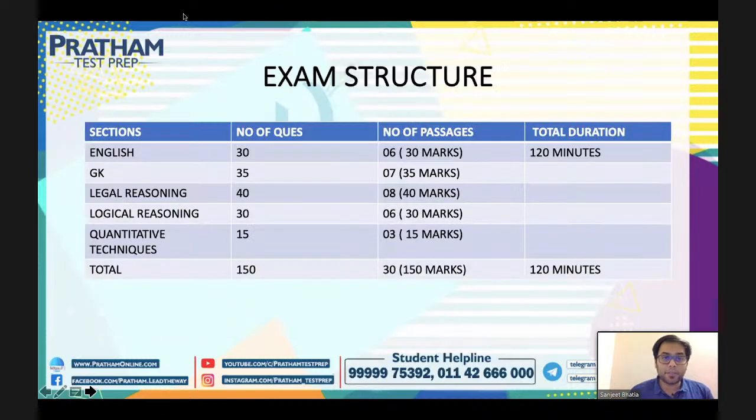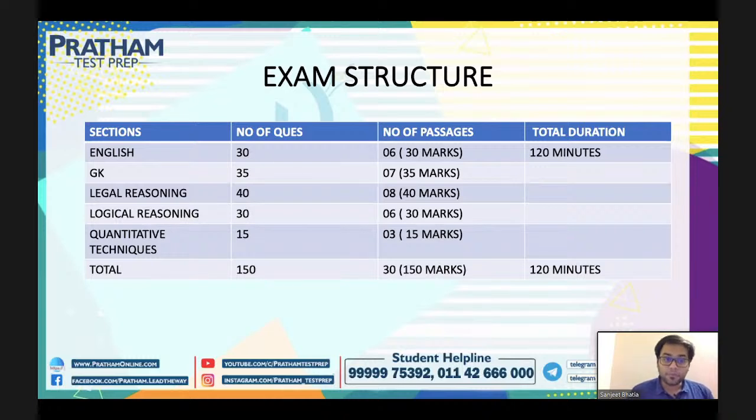Now coming to the next part, that is the exam structure. Now the exam structure is very simple. It has 5 subjects, which are of different passage sizes. So English comes with 30 questions, and the number of passages is 6, and it is just for 30 marks. Now coming to general knowledge, general knowledge is for 35 questions, and the number of passages is 7, so it is for 35 marks. Legal reasoning, on the other hand, comes for 40 questions, 8 passages, and 40 marks in total. Now, the next is logical reasoning, 30 questions, 6 passages, 30 marks each.